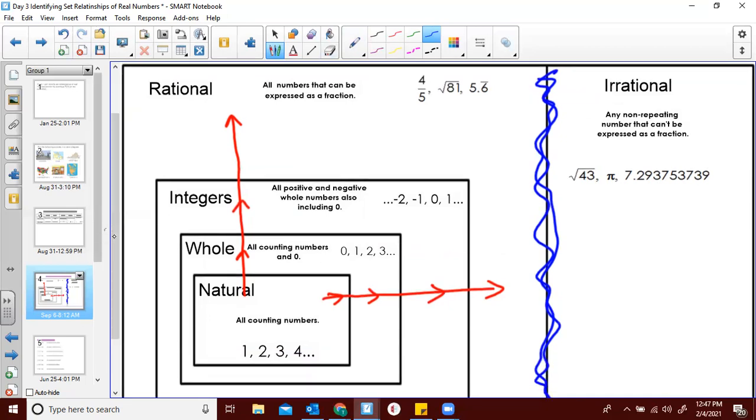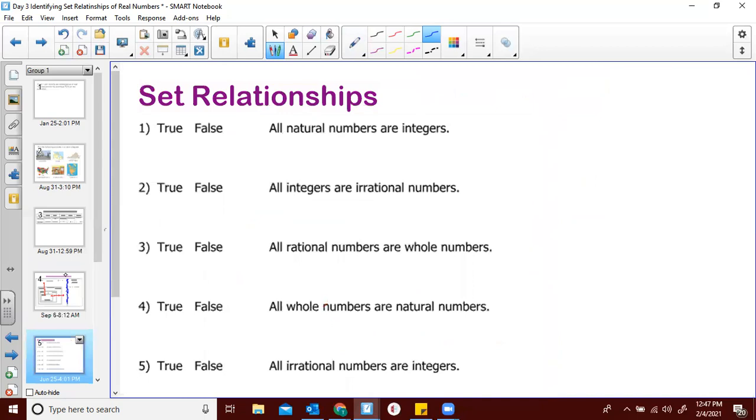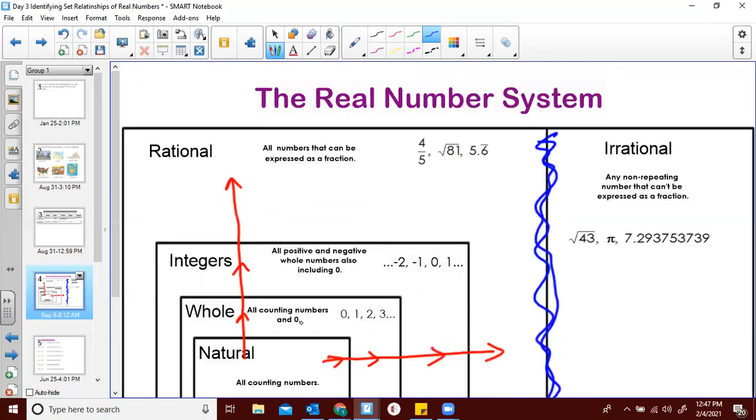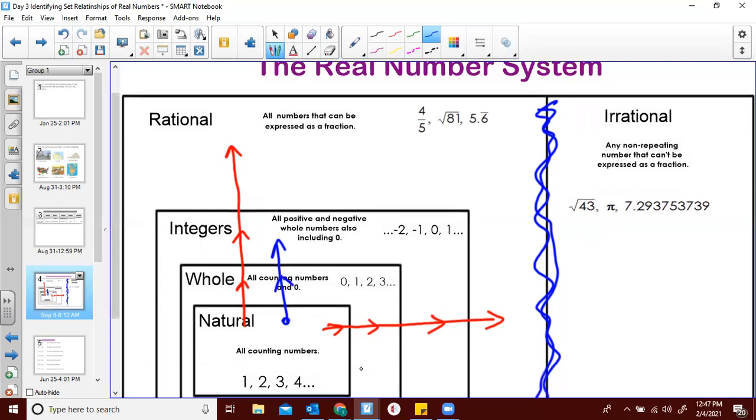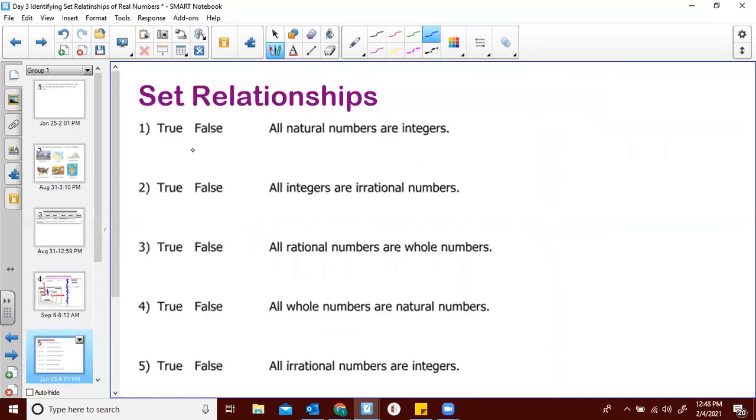All right, so let's just do a couple. So all natural numbers are integers. So I'm going to come to my chart, go to natural numbers, and go to integers. And you can see that the flow is going towards integers. And since I know that my natural numbers are 1, 2, 3, 4, continuing, I know that inside of integers, I have 1, 2, 3, 4, and continuing. So this would definitely be true.